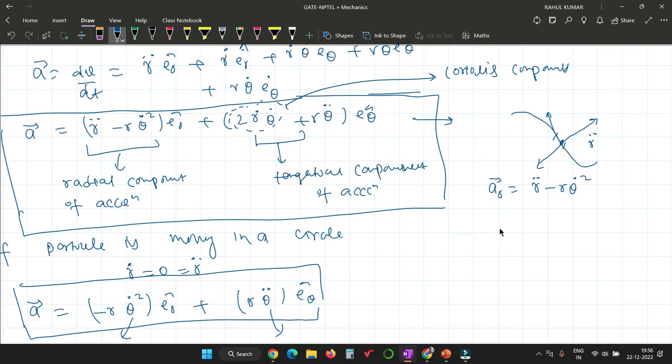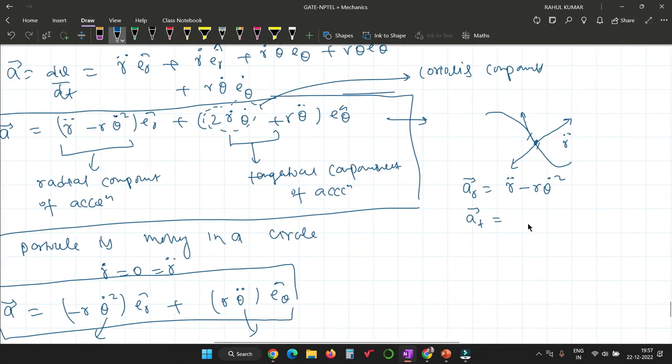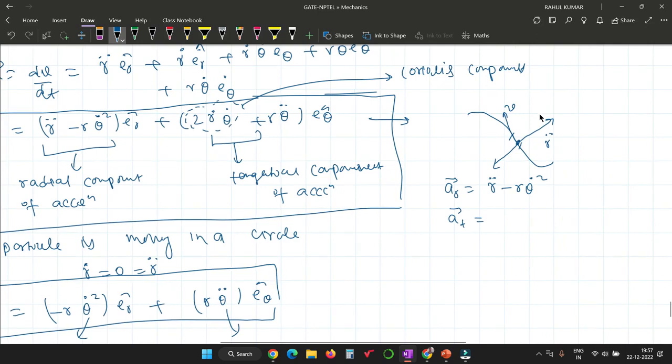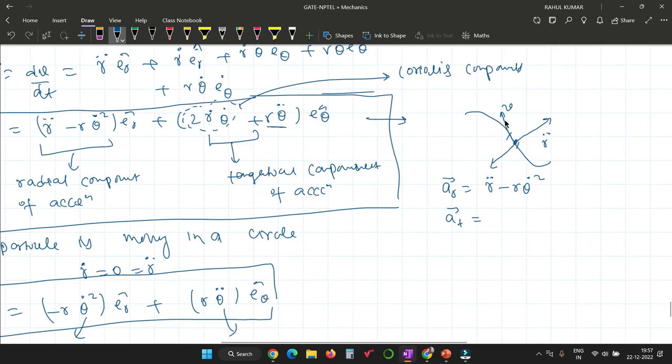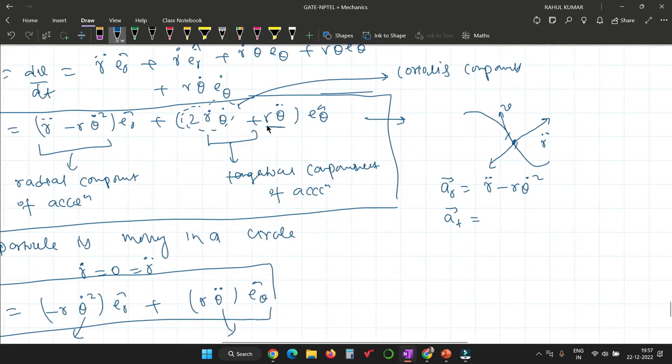Now there is also a tangential component, so we write a_t. In tangential acceleration, there is definitely the change in velocity. Now see this, there is a tangential component and a change in velocity, so this is nothing but R alpha, right? This is R alpha.